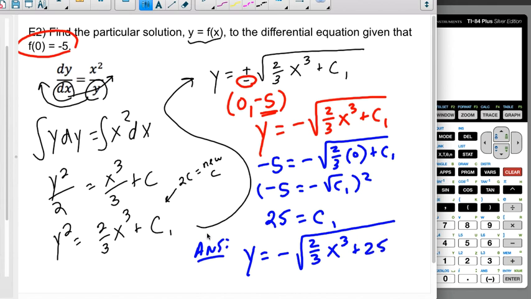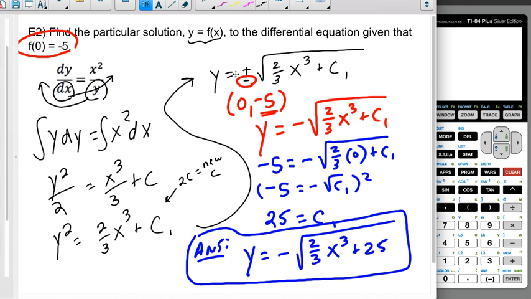Now this is an AP problem that they actually really like asking because of the trick of the minus. Most of us forget about this plus or minus, or if we're not paying attention, default to the positive. So that's kind of a clever trick question.